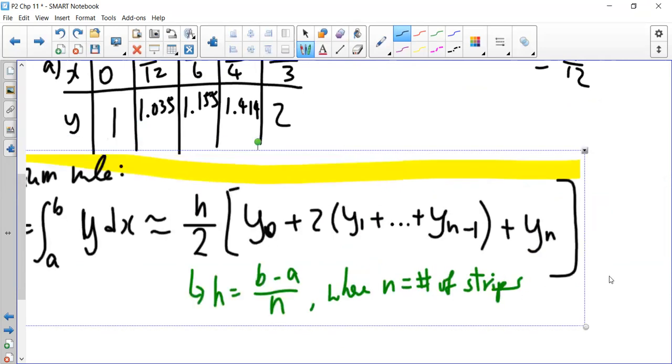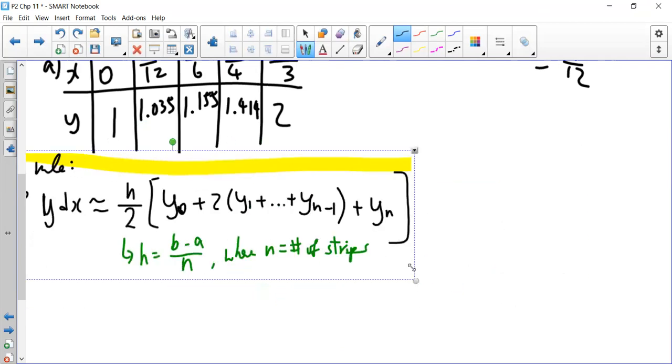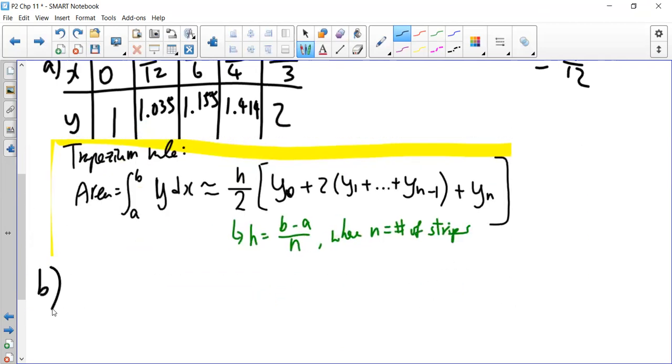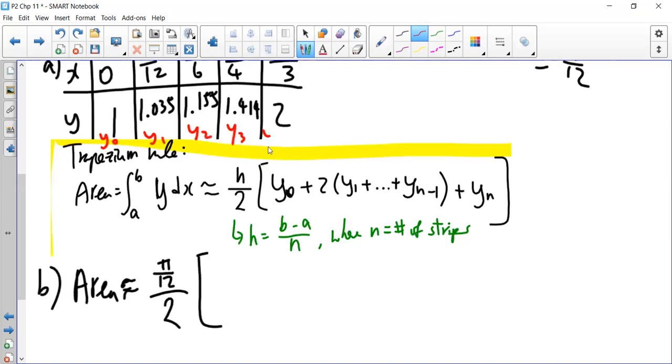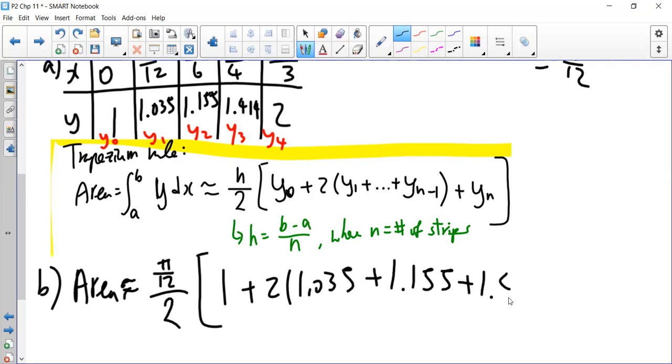Part B, trapezium rule. So area roughly equals 2, technically. H is pi over 12, so pi over 12 divided by 2 times, so that's your y0, y1, y2, y3, y4. So you take the first number, 1, plus 2 lots of everything in the middle, just like the fillings in a burger: 1.035, you will double everything up, 1.155, plus 1.414. Okay, so after you double your ingredients, then you will fill it with the buns on the top, which is the last one, 2.